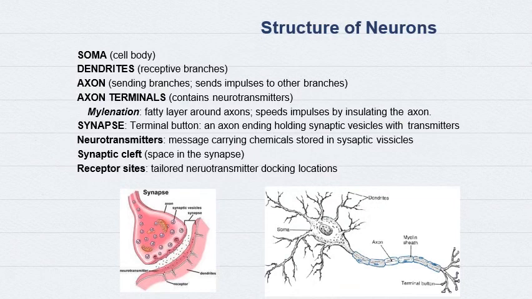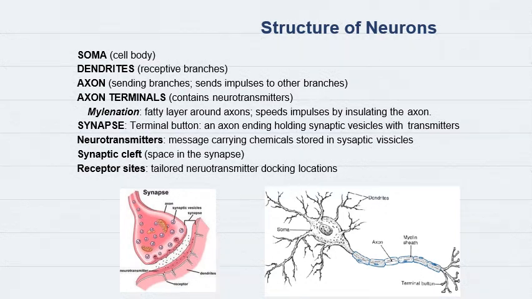Okay, so some of the structures here: dendrites are the receptive branches, yung nagre-receive. Axons are sending branches. Axon terminal, yun yung nagko-contain or may buttons na responsible for releasing the neurotransmitters. Myelination, fat layer of axon that speeds impulses by insulating axons. So, familiar na kayo dyan.